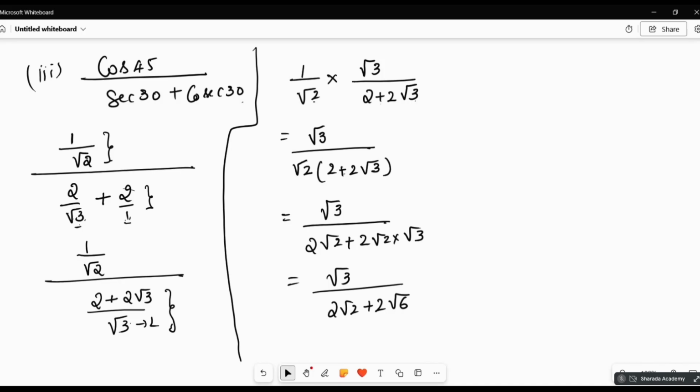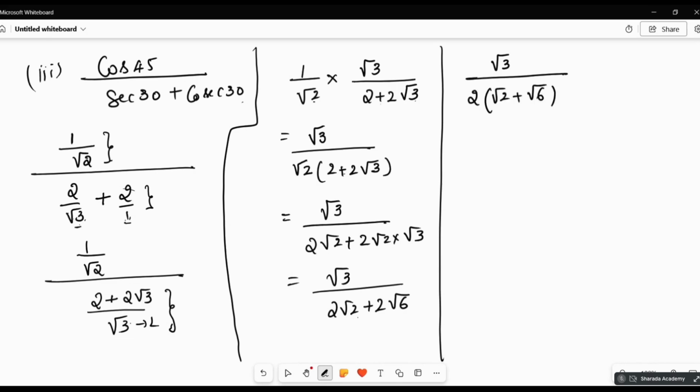Can it be simplified more? It can be simplified a little bit more here. So if you want, you can rationalize here. Okay, we can rationalize. Root 2 plus root 6 is there, right? See, this much you can leave it. Or if you want to rationalize, 2 you keep separately, you will get root 2 plus root 6, correct? So we will always try to rationalize the denominator.